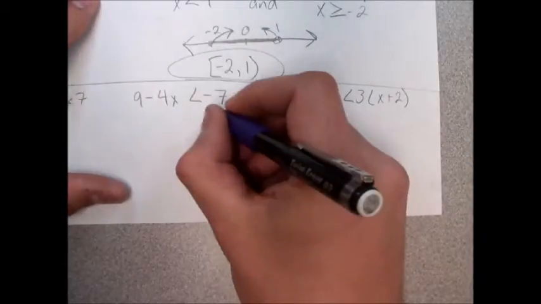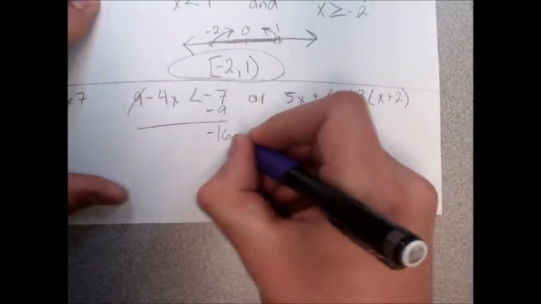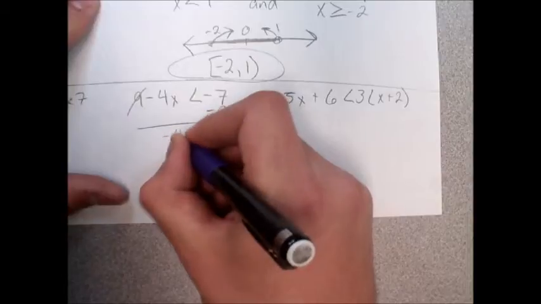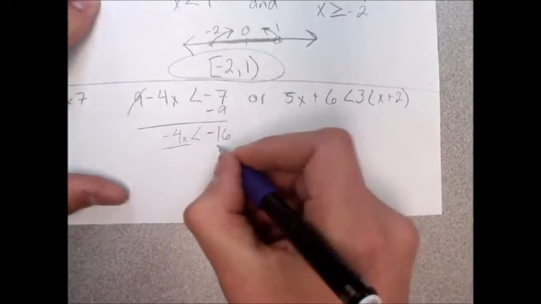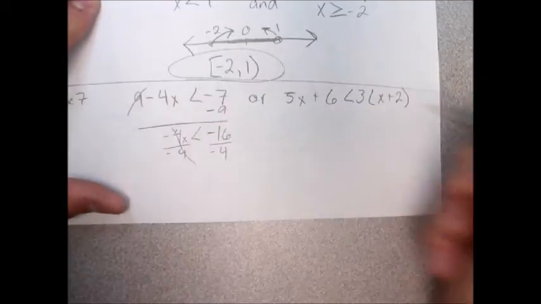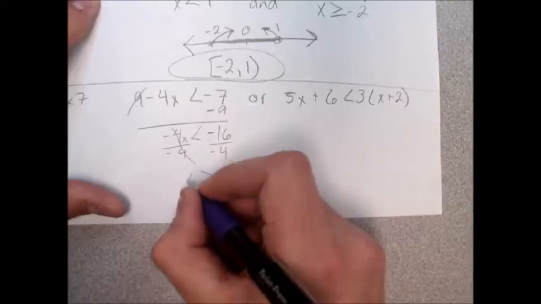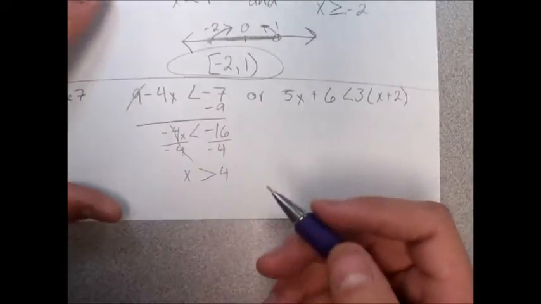So I need to subtract 9. I get negative 16. And I need to divide by negative 4. What does that do? Well, it makes it a positive 4, but what does it do to my sign? It changes its direction, right? Good. So x is greater than 4.